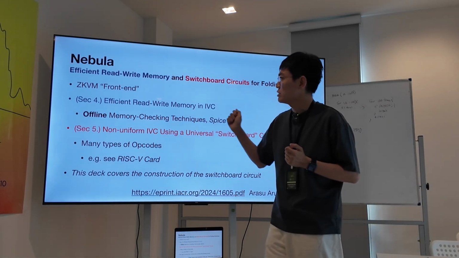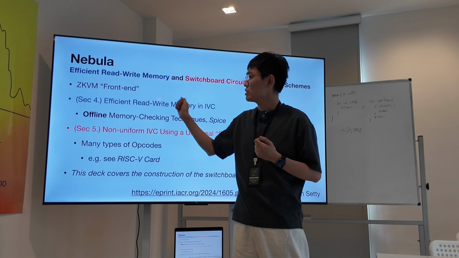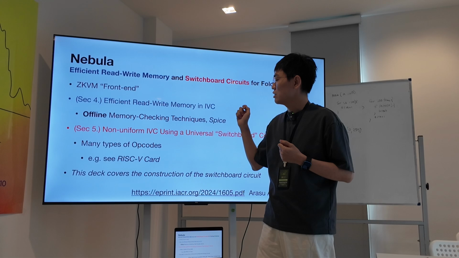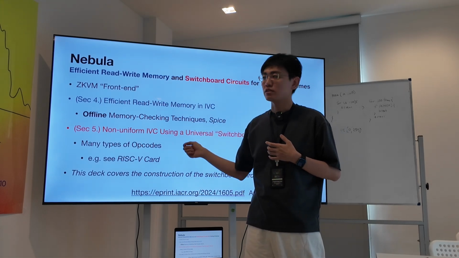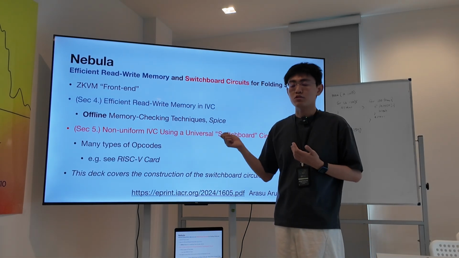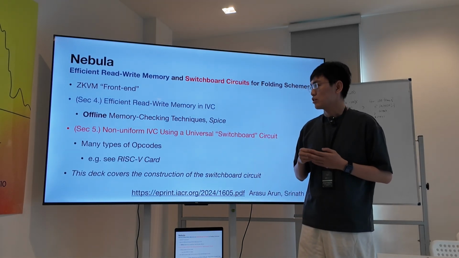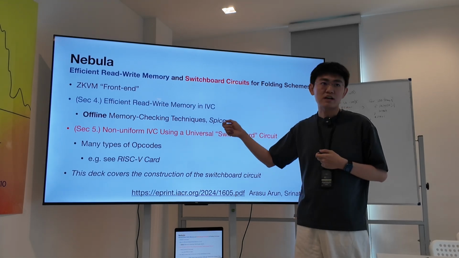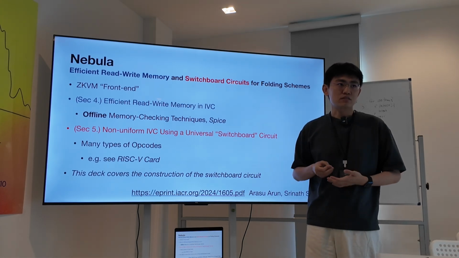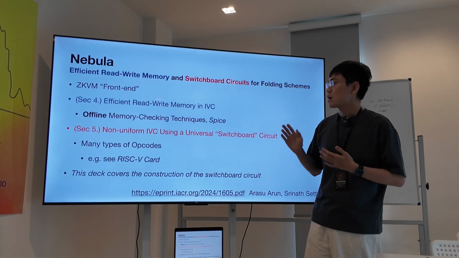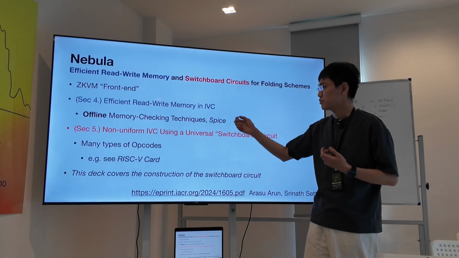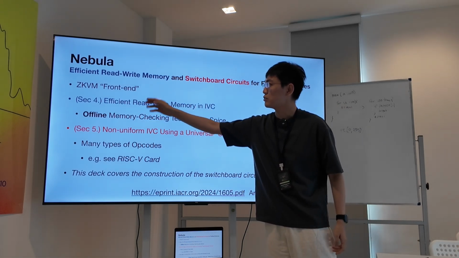So as I said, Nebula is focused on the JKVM front end, and the first part is efficient read-write memory in IVC. The main technique used in Nebula is offline memory checking techniques. It was first introduced into zero-knowledge proofs by the work called SPICE, but its original technique was introduced in the 1990s. However, I won't cover this part. If you are interested, please refer to SPICE or section 4 of Nebula.